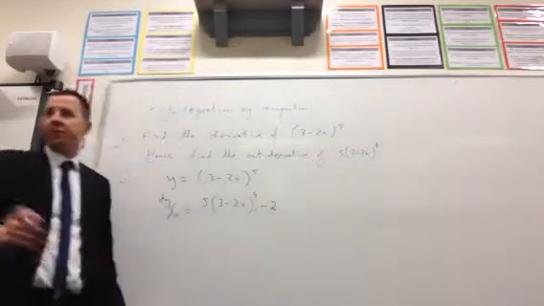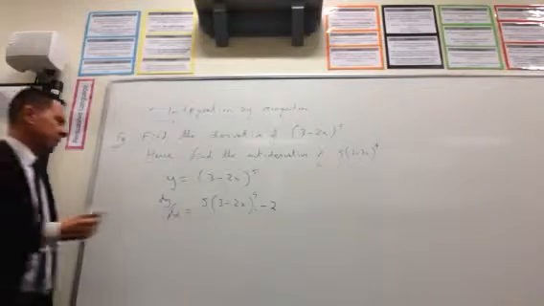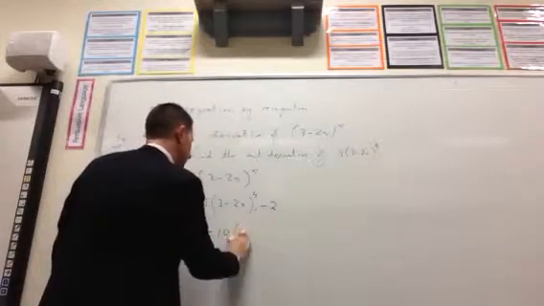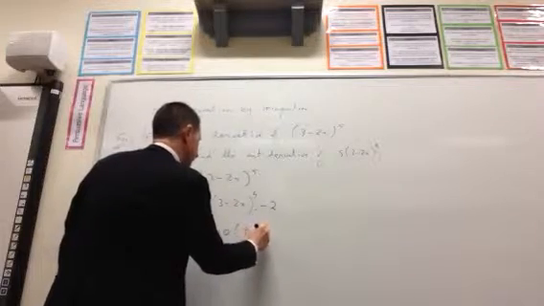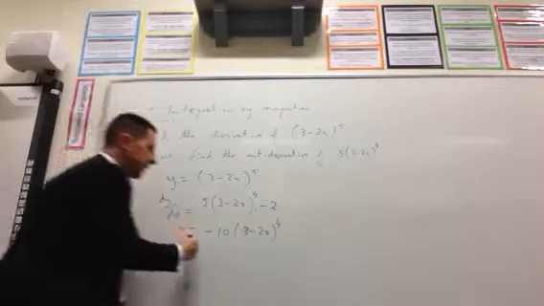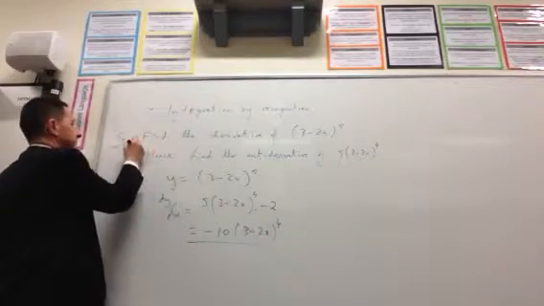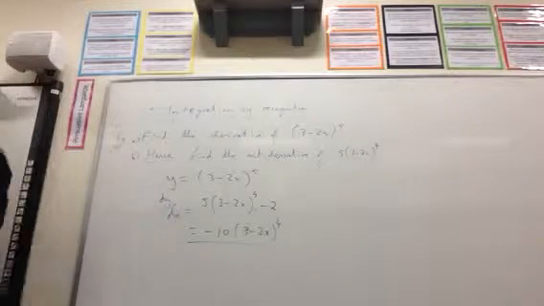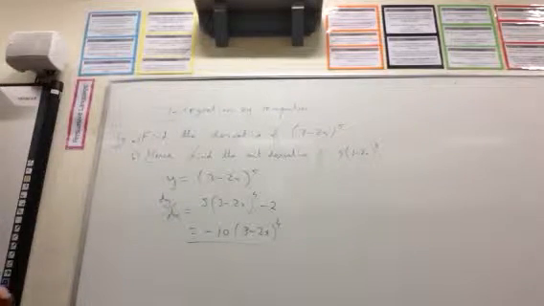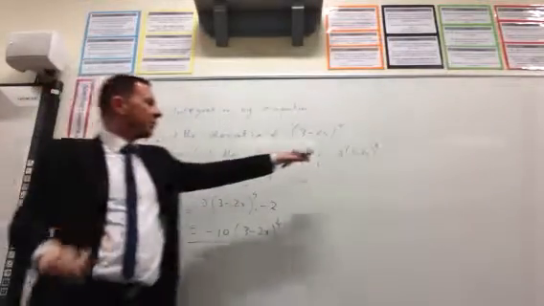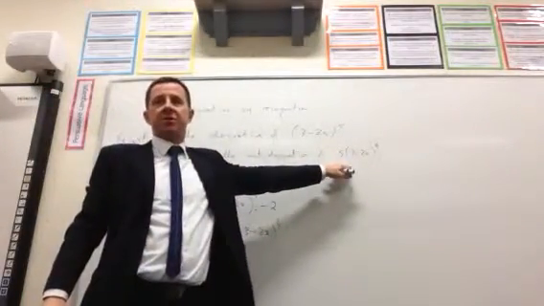negative 2. Okay? Chain. That means the derivative is negative 10 (3 minus 2x) to the power of 4. That's part A, if you want to call that. Okay? Part A, we just found the derivative. It's now saying, hence, find me the antiderivative of this.